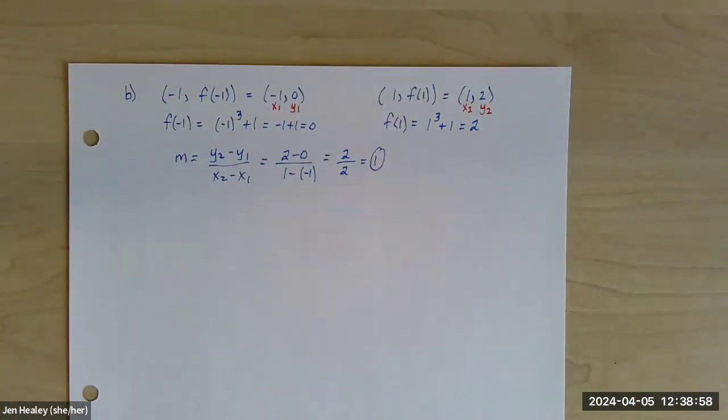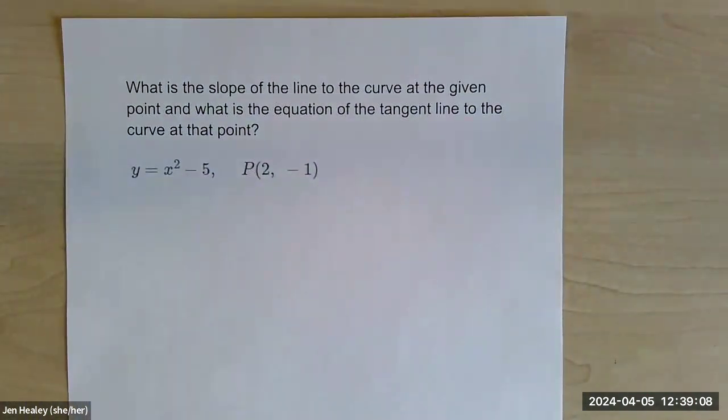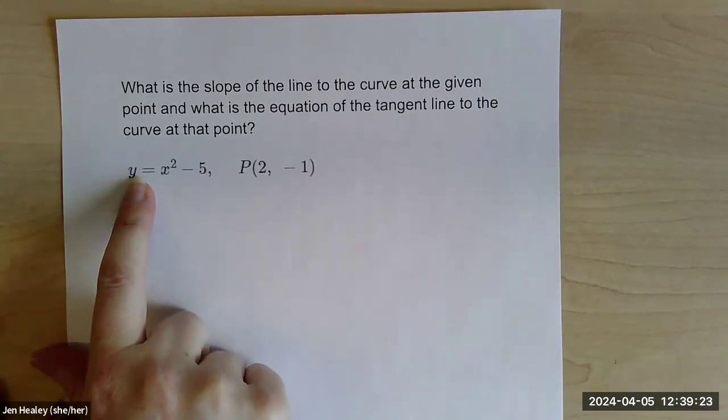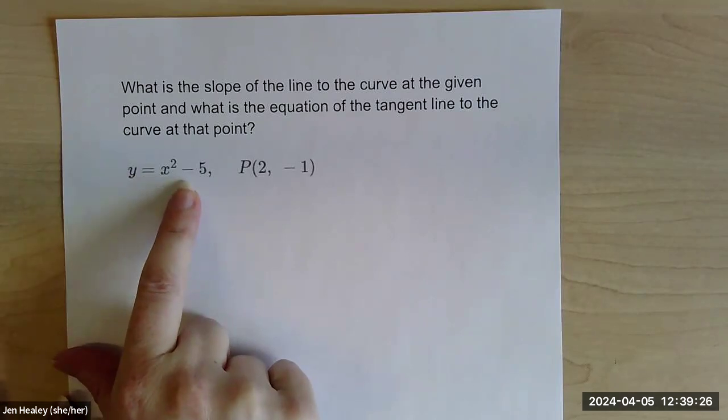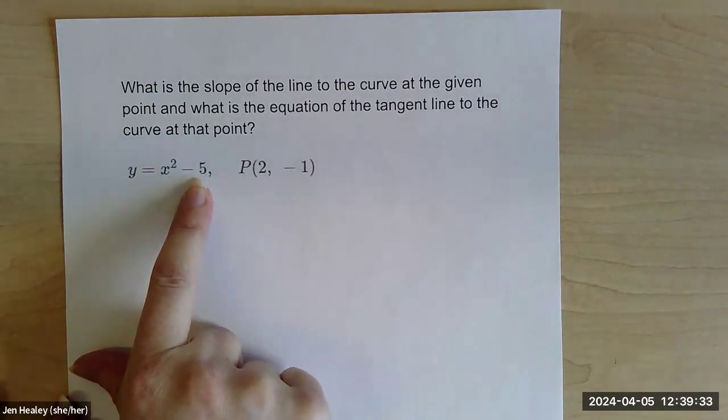So you're finding a slope, just like we just found slopes, but we have to be clever about it because we only got 1 point. We didn't get 2 points. So here's our scenario. What is the slope of the line to the curve at just 1 point? And then we're going to use that slope to write the equation of the tangent line at that point. Here's the curve. I'm not going to draw it, but it's a parabola. You could totally sketch this parabola, right? This is just x squared, the parent function, moved down 5 units.